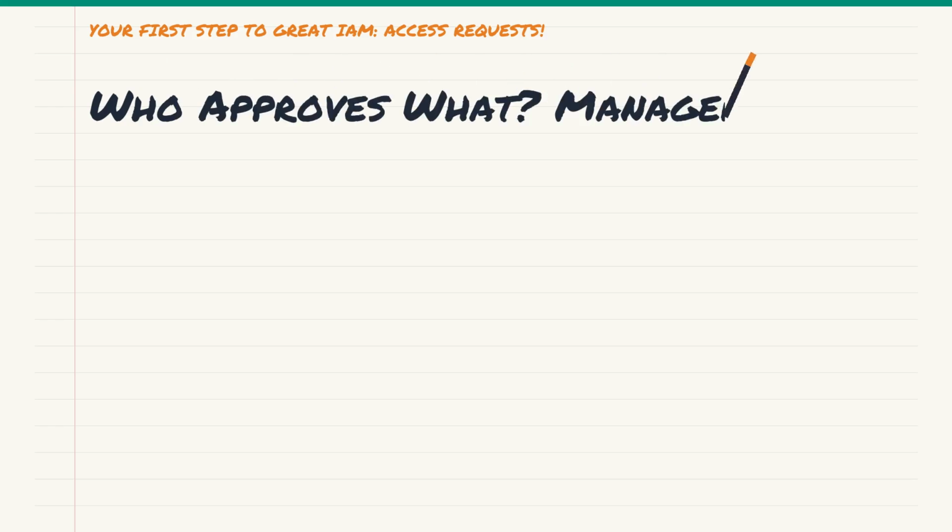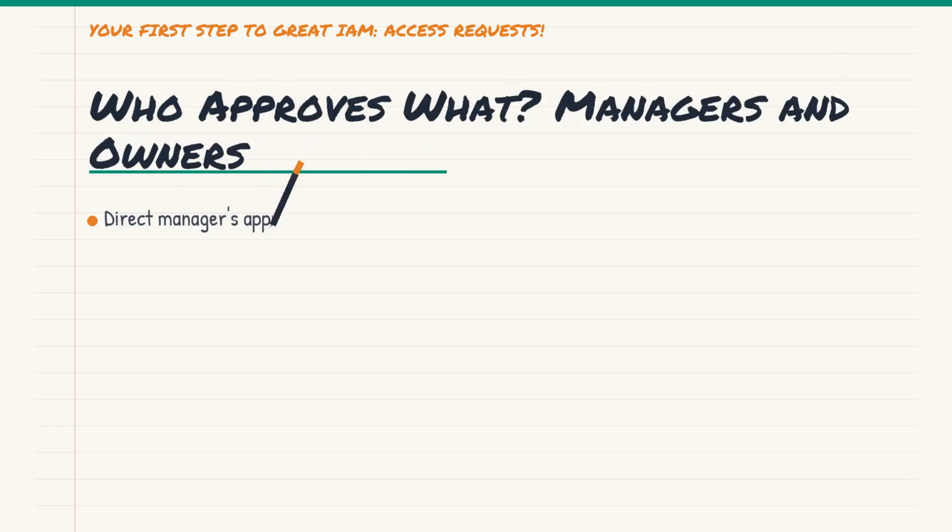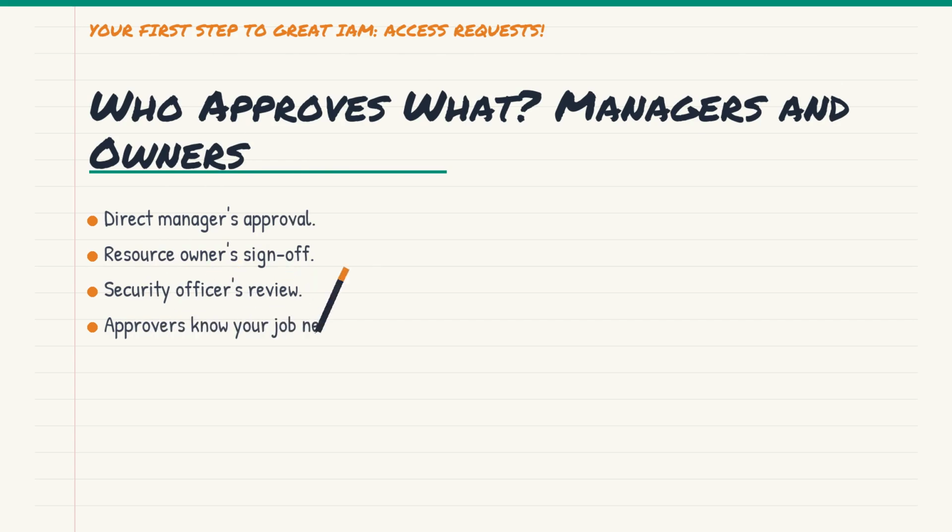Who gets to be the approver? Typically, it's someone who understands your role and responsibilities. Your direct manager is often the first line of approval because they know what you do day to day. For specific systems or data, the resource owner, the person or team responsible for that particular asset, might also need to approve. Sometimes, security officers also get involved, especially for requests that carry a higher risk.